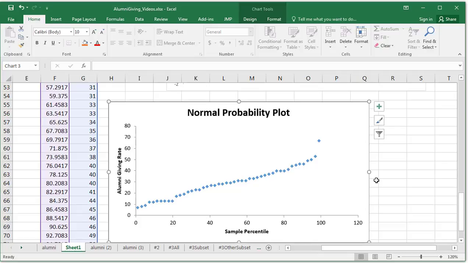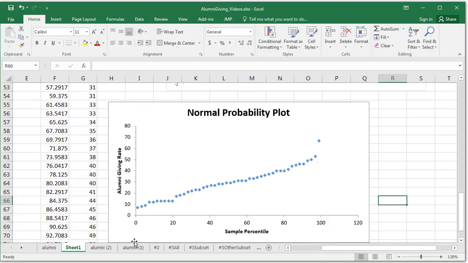So that's looking at residual analysis for the Alumni Giving example. I'm going to go ahead and put this all the way at the end, and call it residual analysis, and upload this to Blackboard for you.